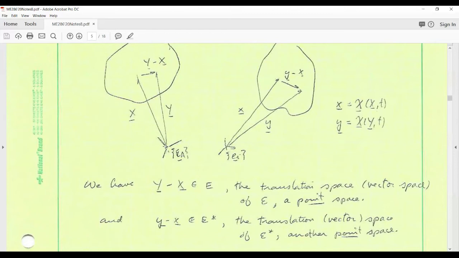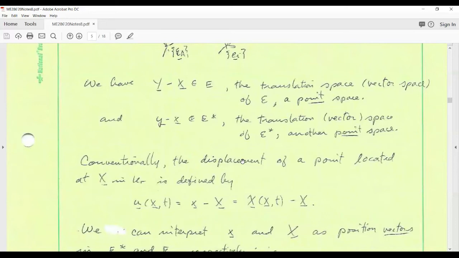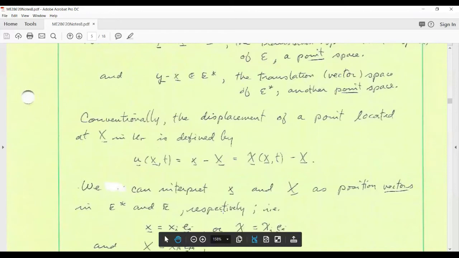When we do that, we then tacitly interpret capital X as a position vector. Likewise, small x is interpreted here in the same way as a position vector. So the conventional definition entails the subtraction of a position vector, an element of E star, and a vector in E. But that's an undefined operation. In order to add and subtract vectors, both vectors must be elements of the same vector space. Otherwise, the operation makes absolutely no sense mathematically.